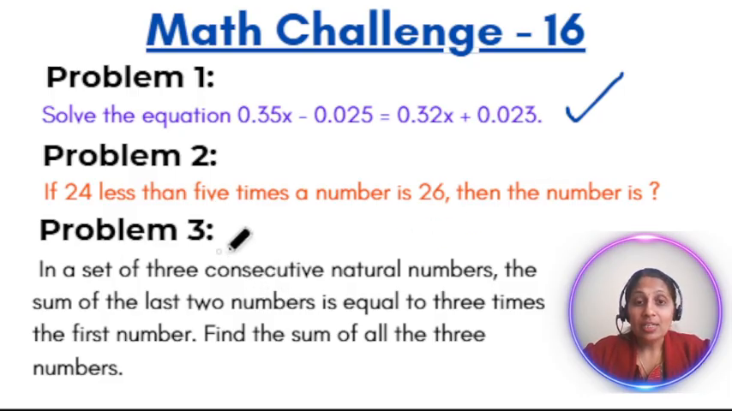Problem number 3, in a set of 3 consecutive numbers, consecutive means continuous, which comes one after the other. Say for example, 1, 2, 3. 11, 12, 13. Three consecutive numbers. The sum of the last two numbers is equal to 3 times the first number. Find the sum of all the three numbers. You have to find the numbers first and then find the sum of all the numbers.